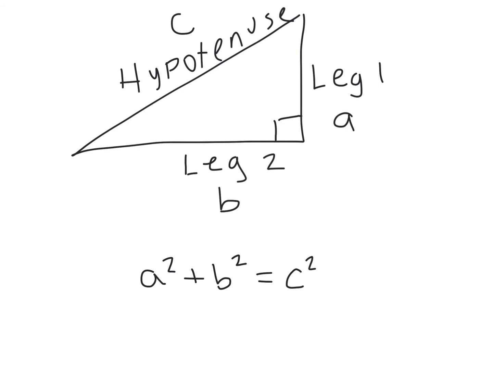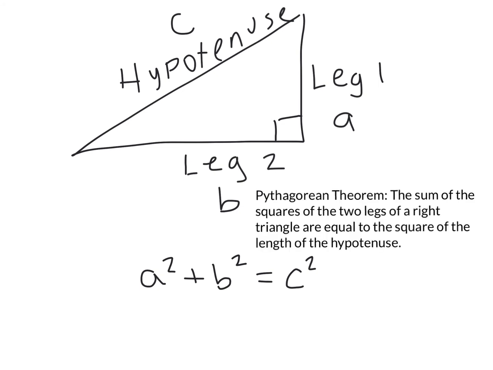Okay? Or written out in words, we could say that the Pythagorean theorem tells us that the sum of the squares of the two legs of a right triangle is equal to the square of the length of the hypotenuse. A squared plus B squared equals C squared. Let's take a look at how we can use the Pythagorean theorem to find unknown lengths of sides of triangles.